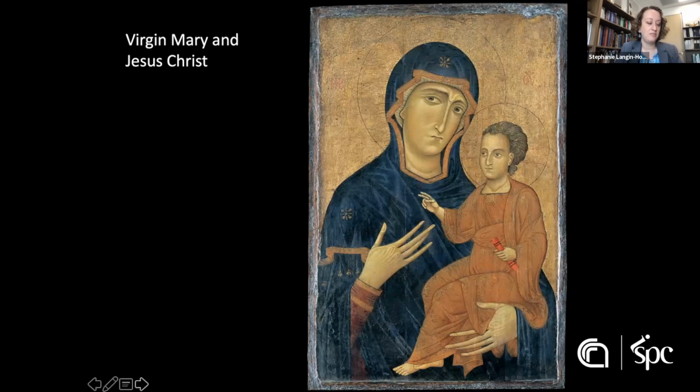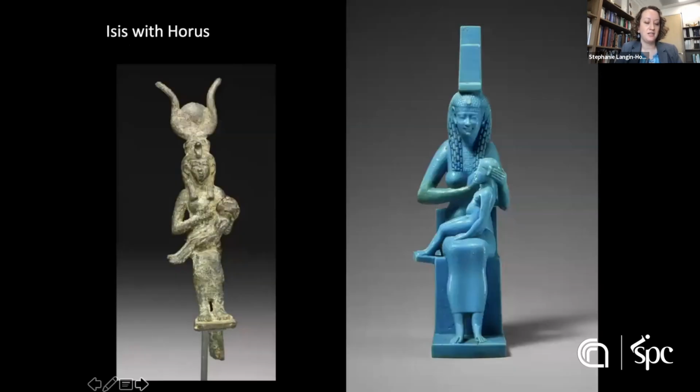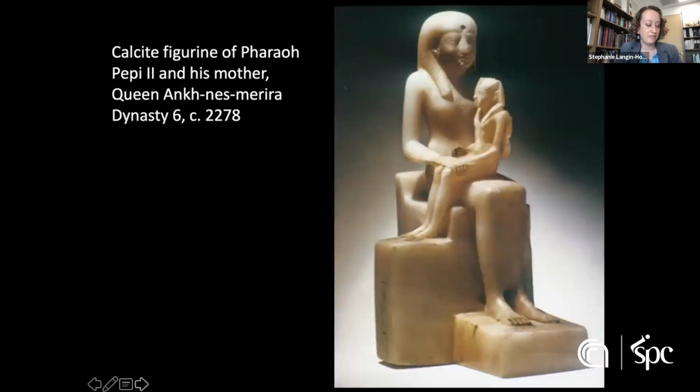The Virgin is celebrated because she bears Christ. The suckling incarnation of Isis is a support for Horus, god of kingship. Mortal women could share in this imagery as well. Indeed, one of the earliest known examples of the motif is seen in the Old Kingdom Egyptian calcite figurine depicting Queen Ankh-Nesmerira holding her son, the child pharaoh Pepi II, across her lap in celebration of her care for him as both mother and regent.